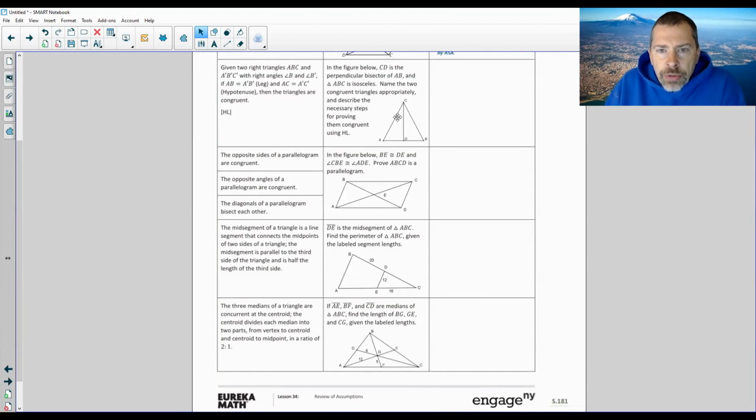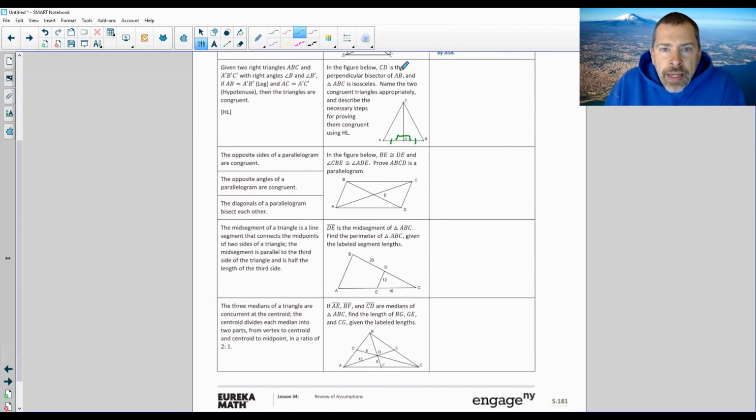In the figure below, CD is the perpendicular bisector of AB, all right, which means two things. Perpendicular means forming right angles. So angle ADC is a right angle and angle CDB is a right angle. And if it's a bisector, AD is congruent to DB. So just that statement alone, perpendicular bisector forms two segments that are congruent and two right angles.